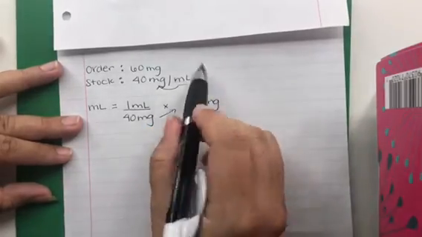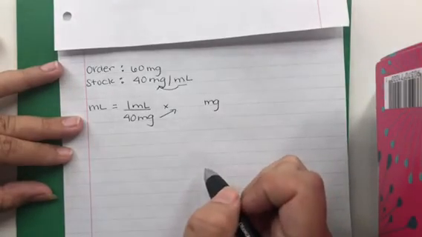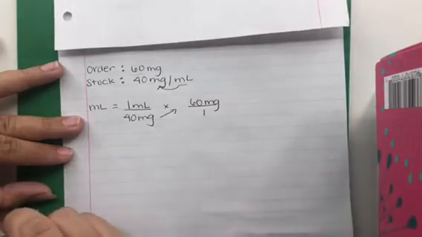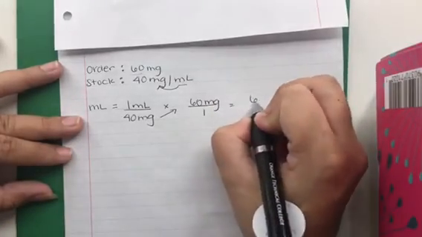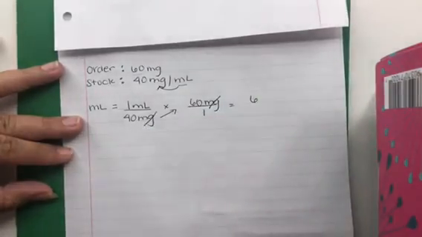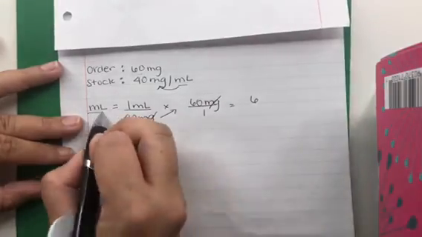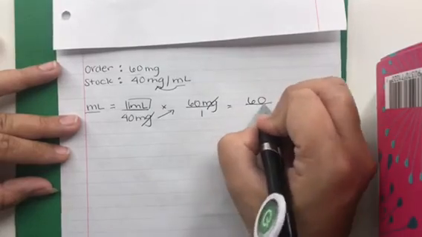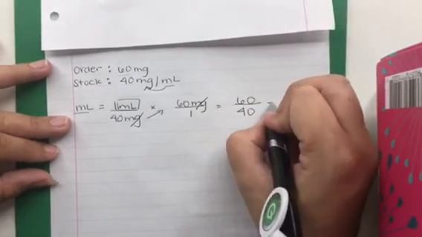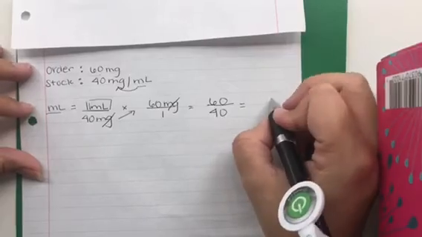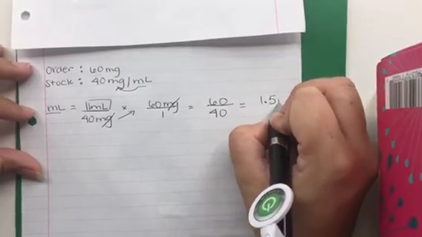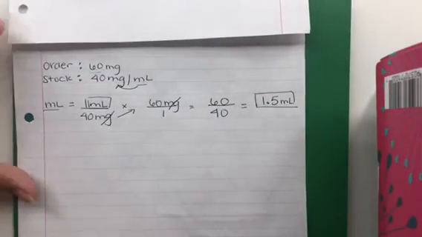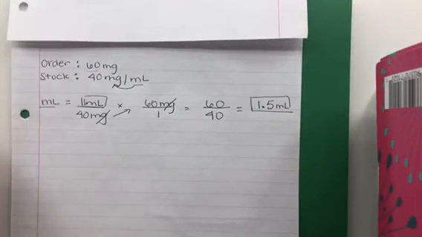What in our information given has milligrams that we haven't used yet? 60. And it's for 1 dose. So we're going to go ahead and do easy multiplication. Cross out our units that we have duplicated. We are looking for milliliters, so we want to be left with just milliliters. So that's 60 divided by 40, which gives us 1.5 milliliters. Very, very easy once you know how to use dimensional analysis.